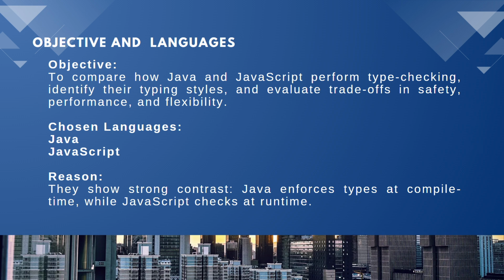Our objective is to compare how Java and JavaScript perform type checking, identify their typing style, and evaluate trade-offs in safety, performance, and flexibility. Our chosen languages are Java and JavaScript. The reason we chose them is because they show strong contrast. Java enforces types at compile time, while JavaScript checks at runtime.